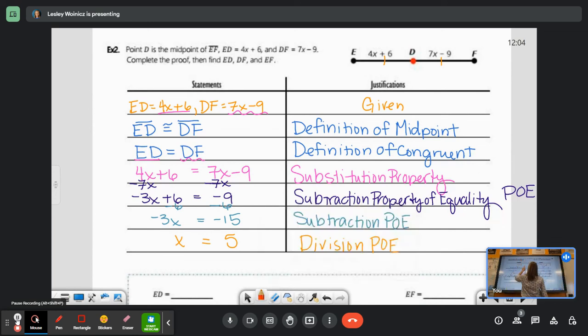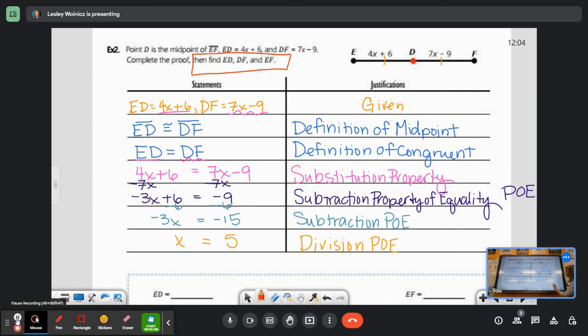So don't be like me. Look at this. What are we supposed to do at the end? We're supposed to find ED, DF, and EF. Jeez Louise. Okay, so that means we have to plug this x of 5 into each of these and then add them together to get the total. We can do it.